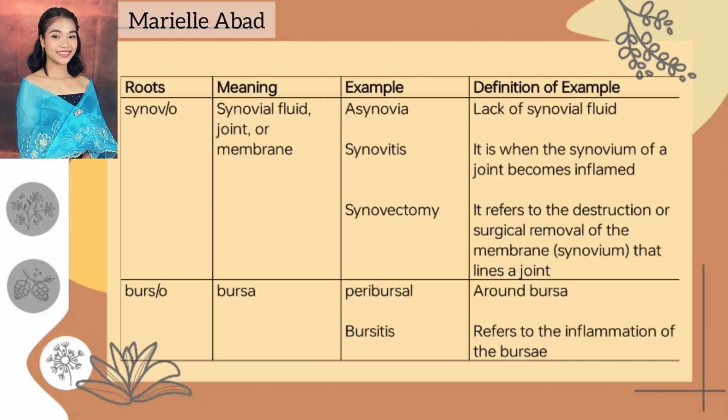Next one, we have another medical terminology, which is the bursa or burso. From the ancient Latin word bursa, which means a bag. A lubricated fluid-filled sac or pouch between tendons, muscles, and bony prominence, such as elbow, knee, or shoulder.